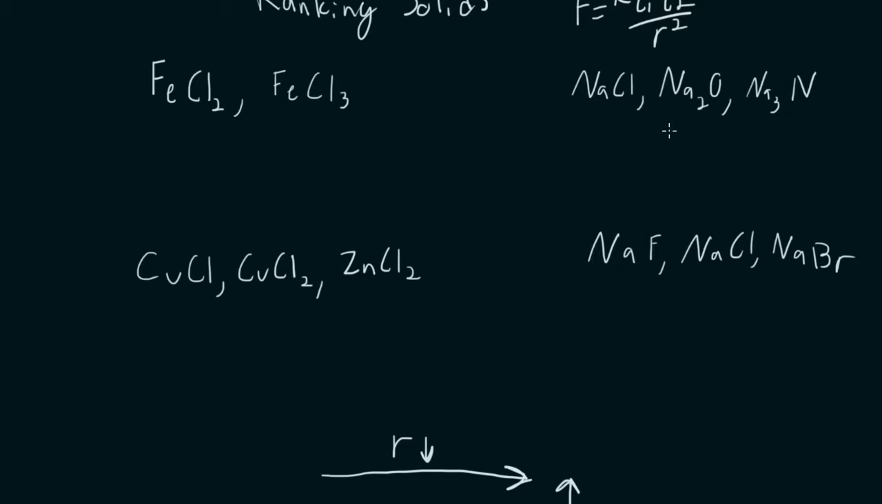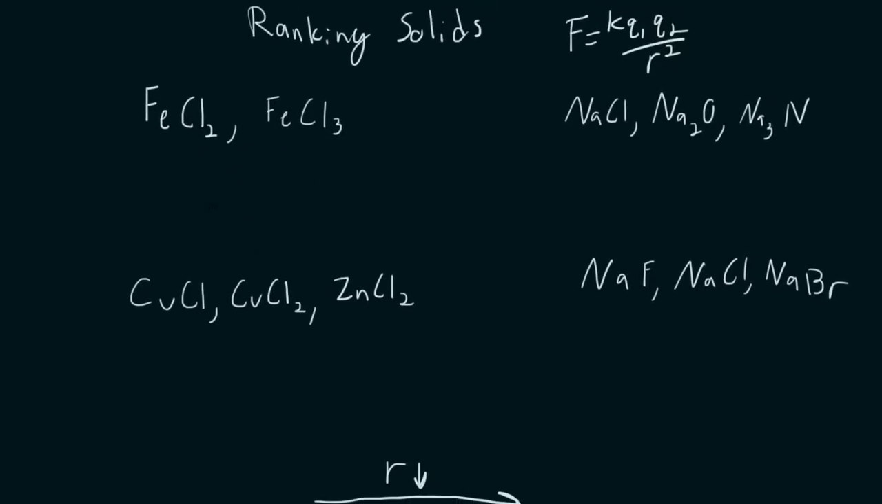Likewise, if we have a change in the charge, we're going to have a difference in the force. So let's look at iron 2 chloride and iron 3 chloride right off the bat. Both chlorines are always going to have a -1 charge. But this iron here is going to be a +2, and this one is going to be a +3. So which one of these would have a higher melting point? Well, the iron 3 chloride would have a higher melting point. This would be greater because it has a higher charge.